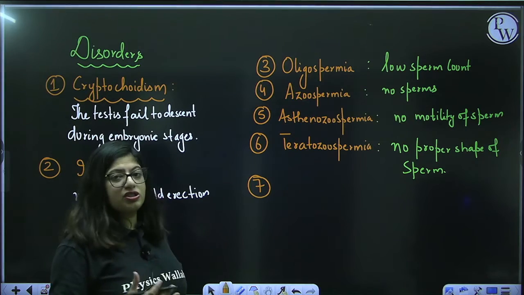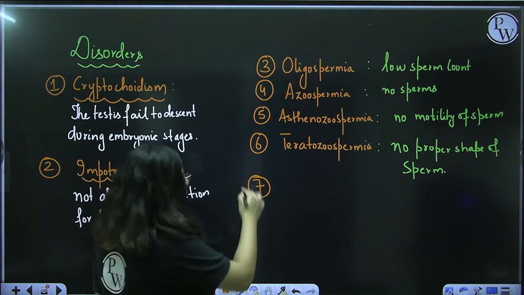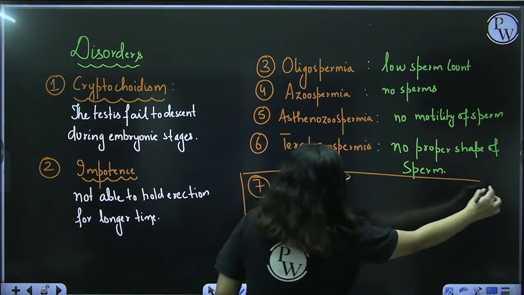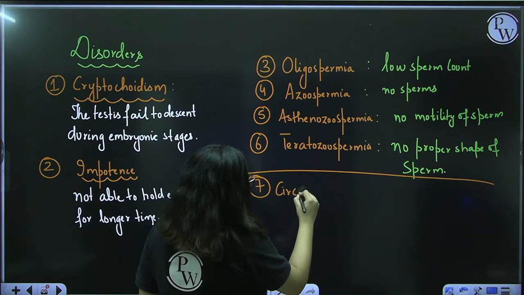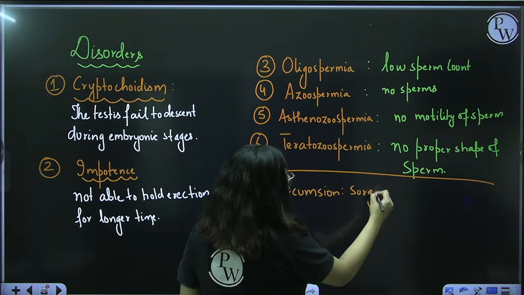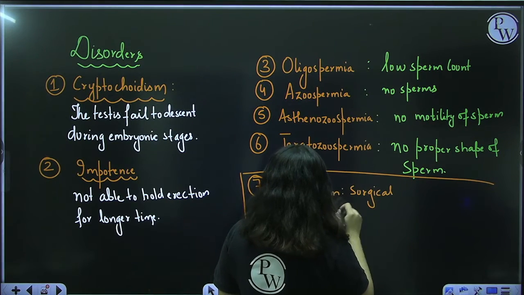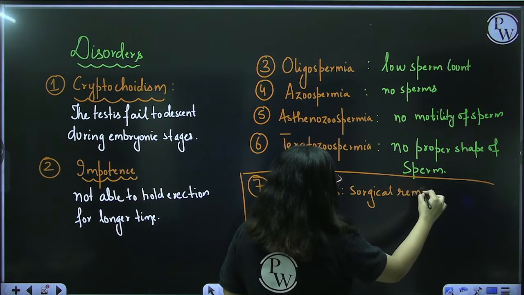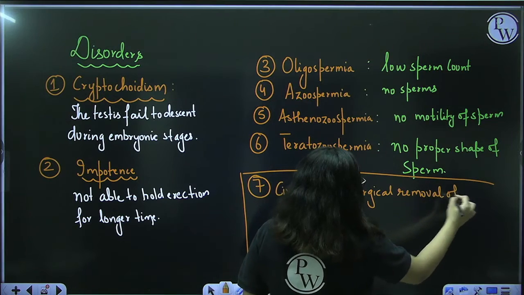So circumcision is not a disorder, it's a procedure. So I am writing it separately. Okay. So what is circumcision? Circumcision is surgical removal of foreskin.